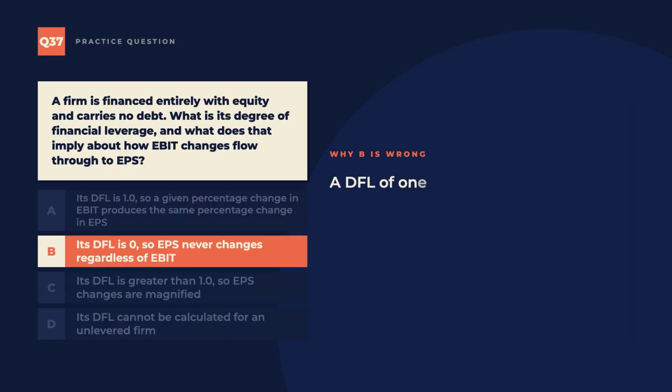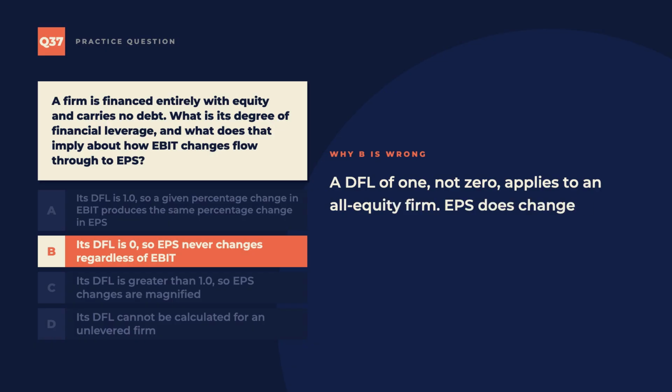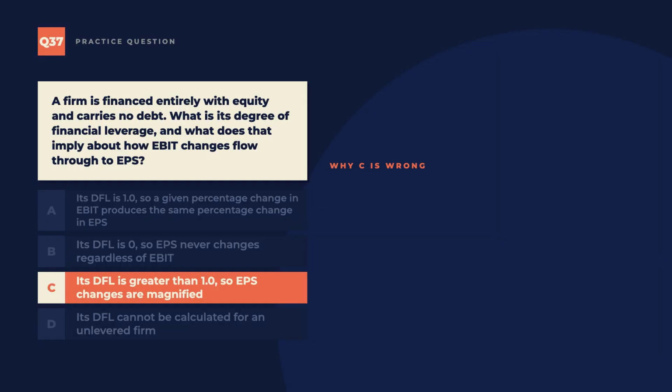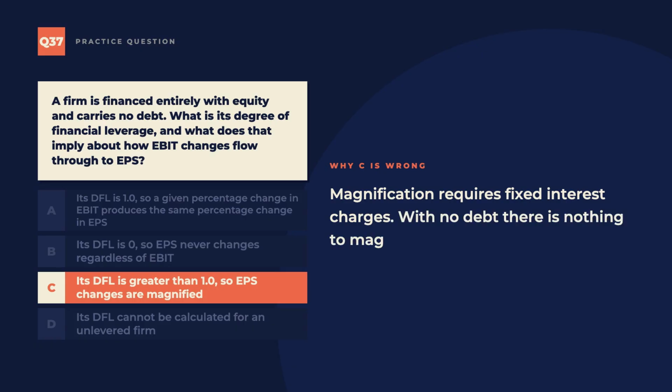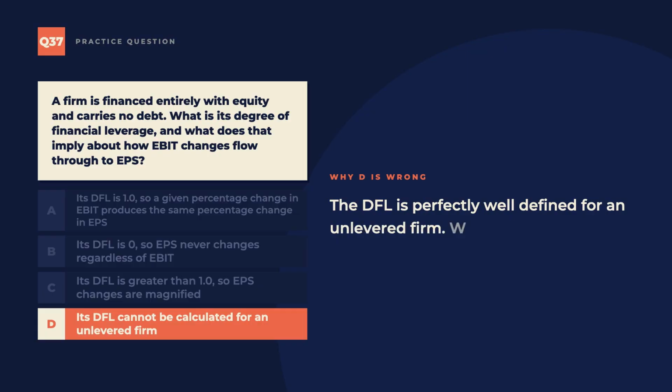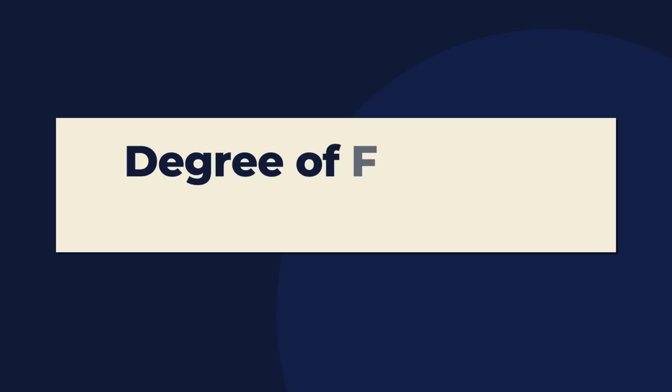B is wrong because a DFL of 1, not 0, applies to an all-equity firm. EPS does change with EBIT, it simply changes by the same percentage rather than a magnified one. C is wrong because magnification requires fixed interest charges. With no debt, there is nothing to magnify EPS, so the DFL is 1, not greater than 1. D is wrong because the DFL is perfectly well defined for an unlevered firm. With interest of 0, EBIT divided by EBIT gives a DFL of 1.